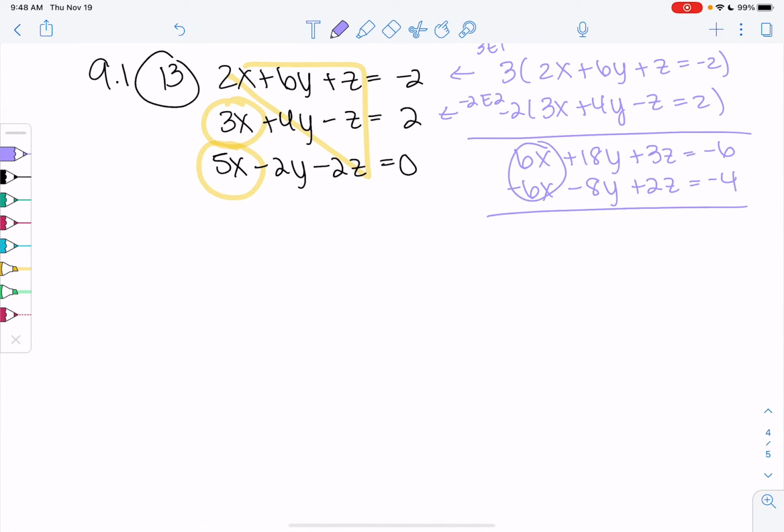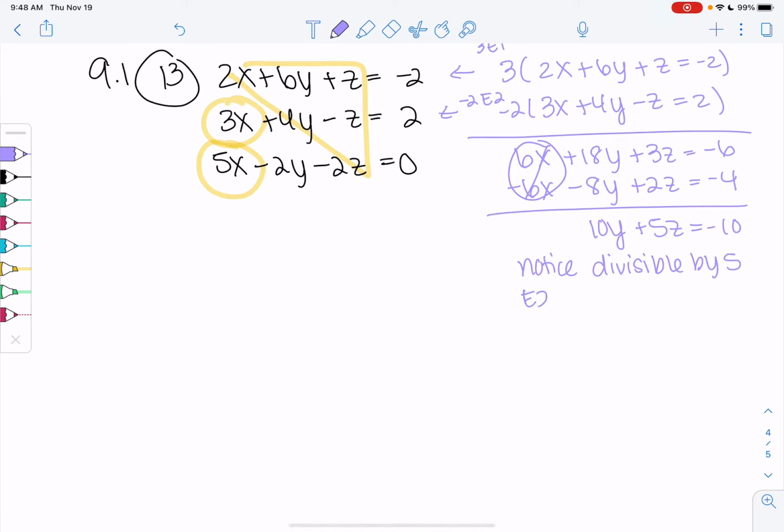And the x's cancel out. I get -10y. I get positive 5z. And I get -10. So this could be my new E2. A cool trick is I notice everything is divisible by 5. So that can give me an easier equation. Oh, sorry, it was positive 10. 18 minus 8. But we can divide everything by 5 since it's a common factor.